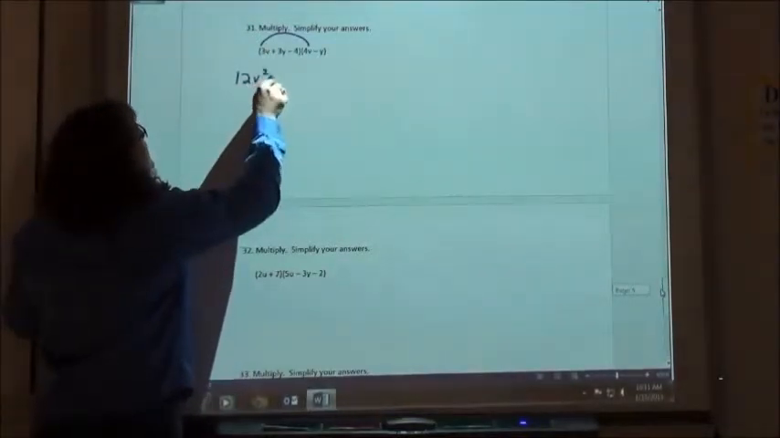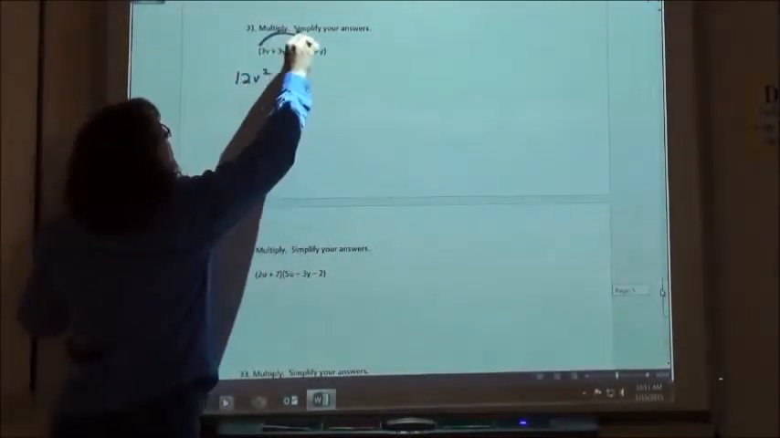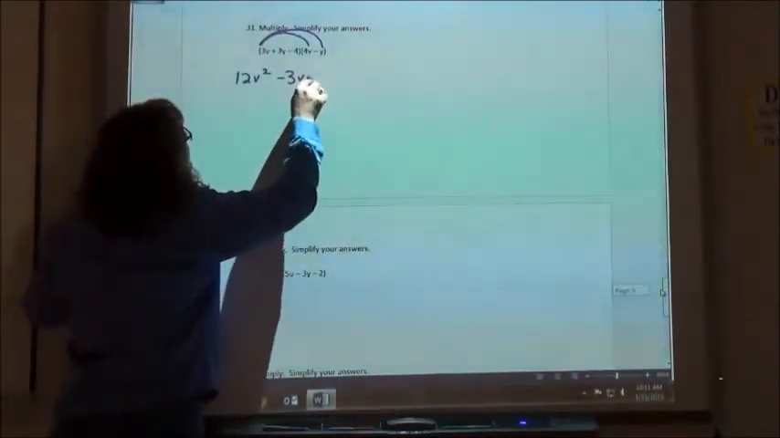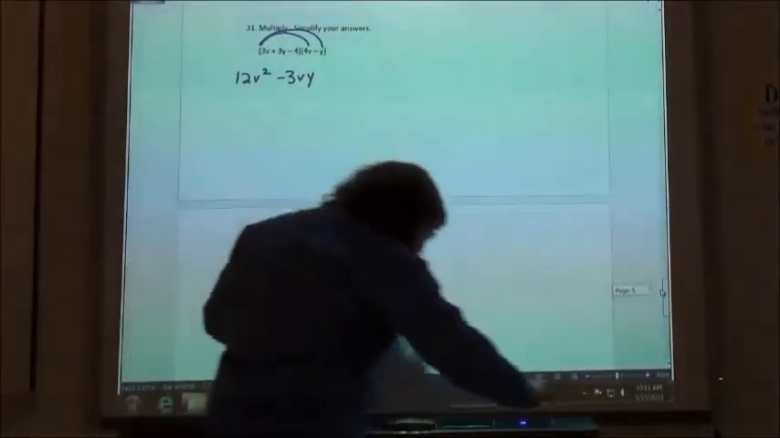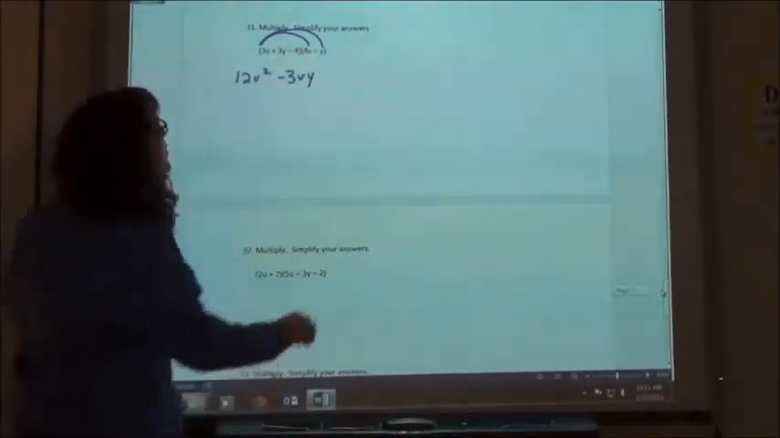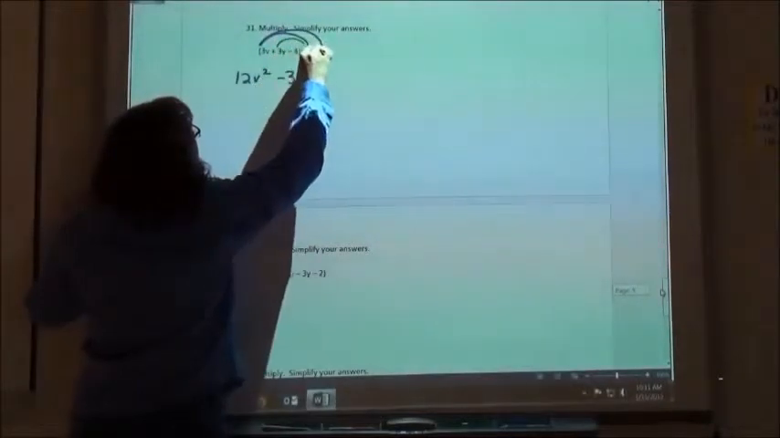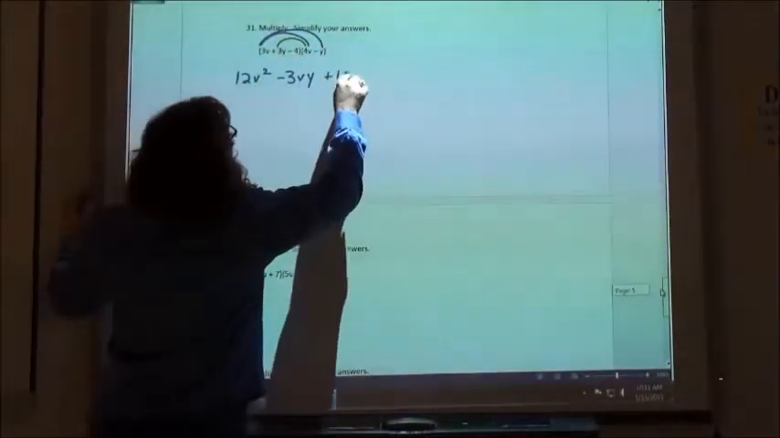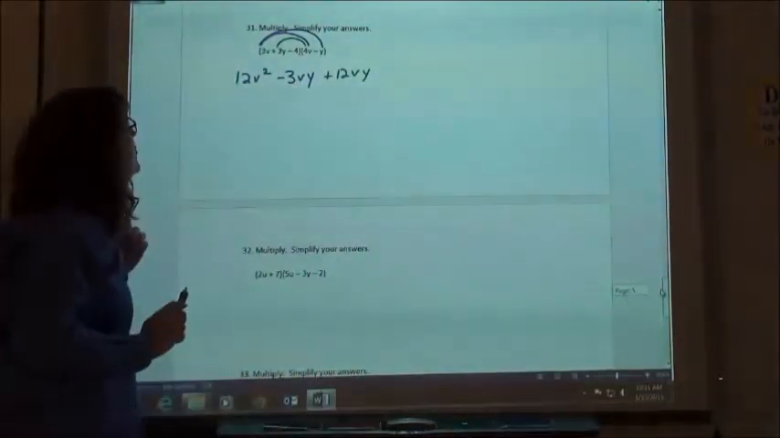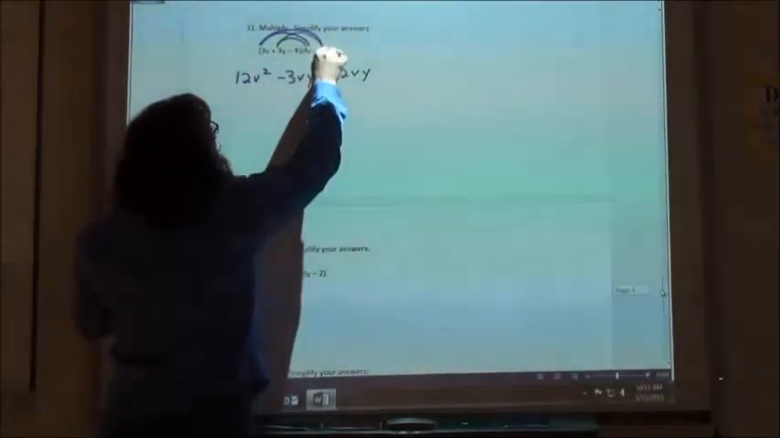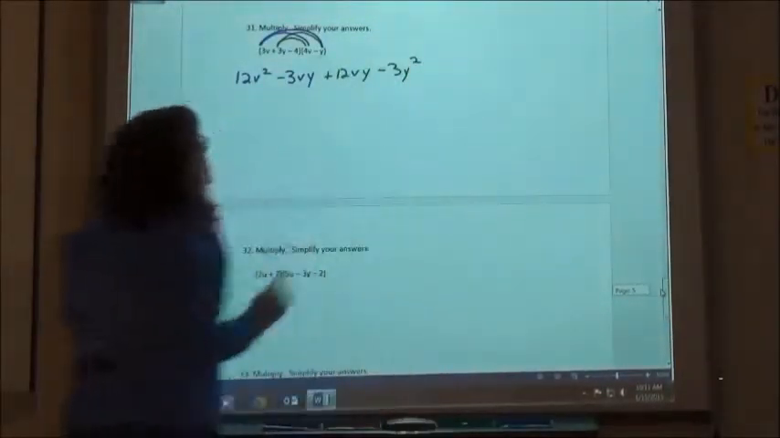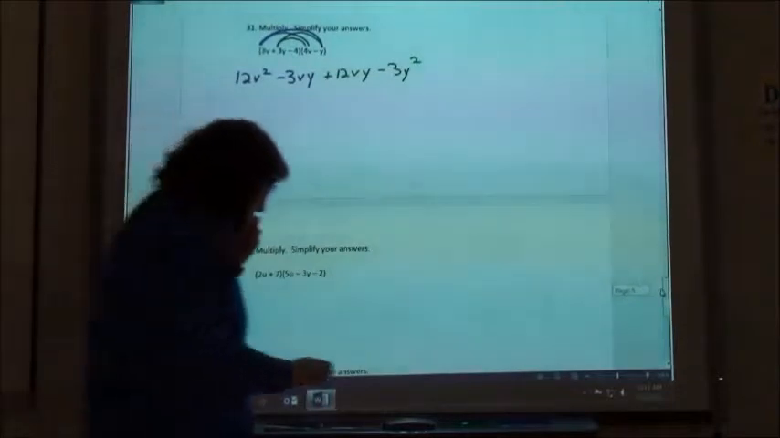me 12v to the second. I'm going to take the 3v times the minus y, which would be minus 3vy. Just for effect, I'm going to grab a different color. I'm now going to take that middle term times both of those. So 3y times 4v would be positive 12. I'm going to write it as vy alphabetically, so I recognize those are like terms. 3y times a negative y would be negative 3y to the second power, since they both had y's.